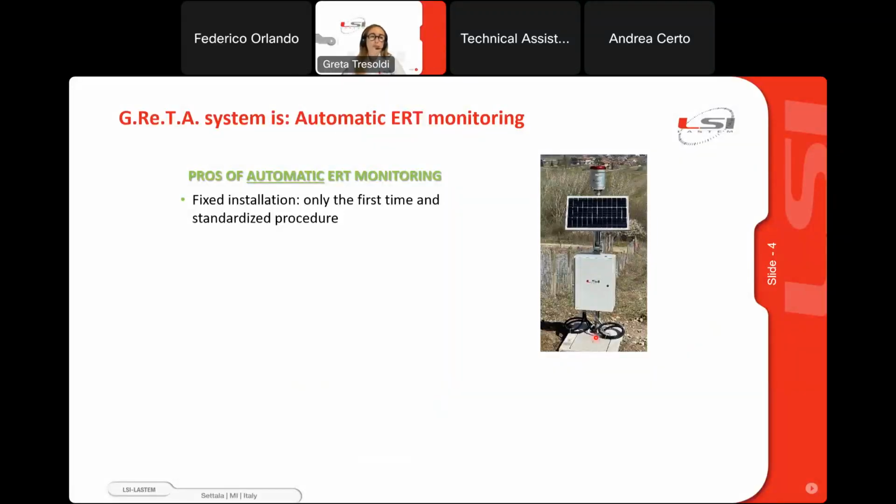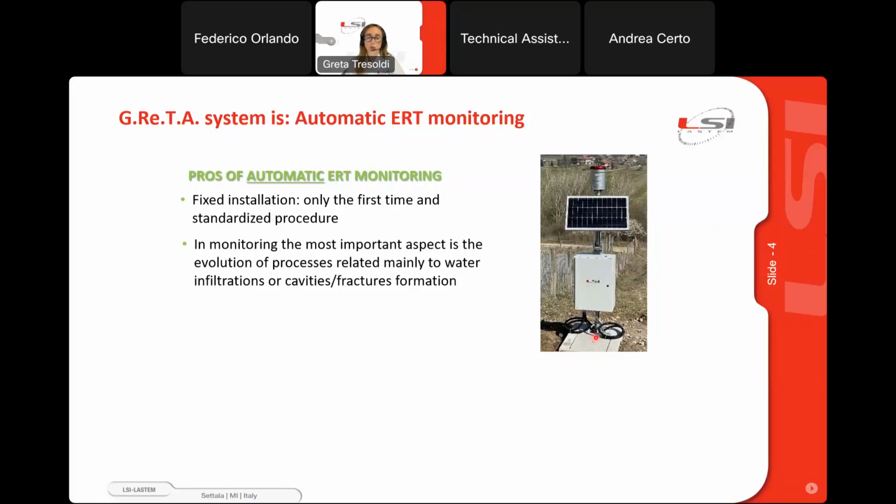But now we can focus on the G.R.E.T.A system. E.R.T. measurements are applied for monitoring, and all the system is totally automatic. So which are the pros of automatic E.R.T. monitoring? First of all, you have a fixed installation, so you install the system only one time with a standardized procedure, and you don't need to go on site to perform the measurement.